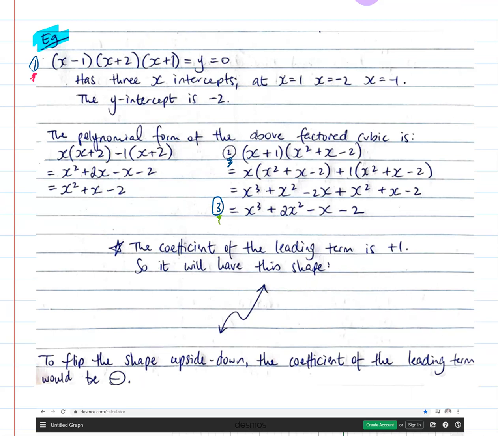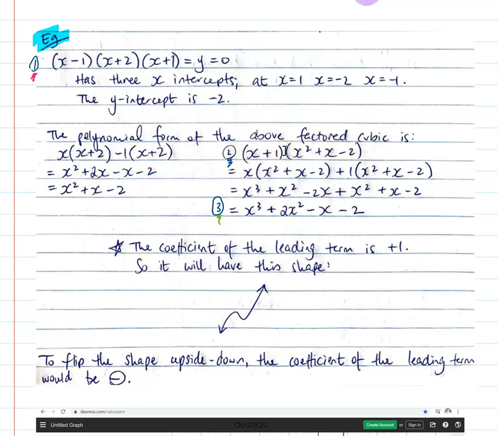If we continue to look at our example now, we can see that if I multiply two of those sets of brackets, I end up with a quadratic equation. And if I multiply that quadratic equation by the remaining set of brackets, I have the linear by quadratic format of a cubic function, which I've done here at number 2. I'm left with (x plus 1) multiplied by (x squared plus x take 2). So that's our linear function multiplied by our quadratic.